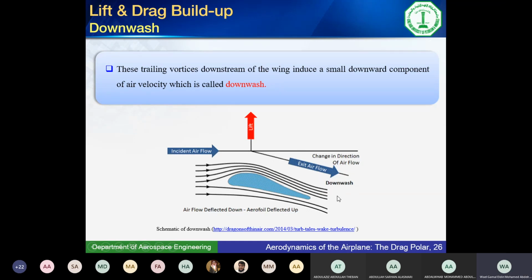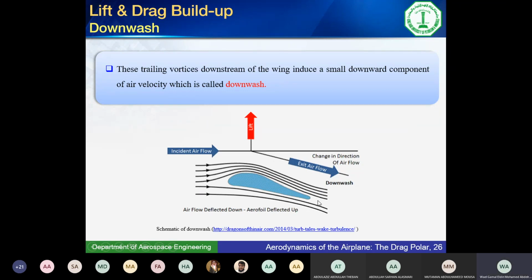What surface do you have behind the wing in an aircraft? Horizontal tail. So any horizontal tail in this area will not see the air at the same angle of attack of the wing, but it will see it at an angle of attack that's slightly less than that because of the downwash. Okay?